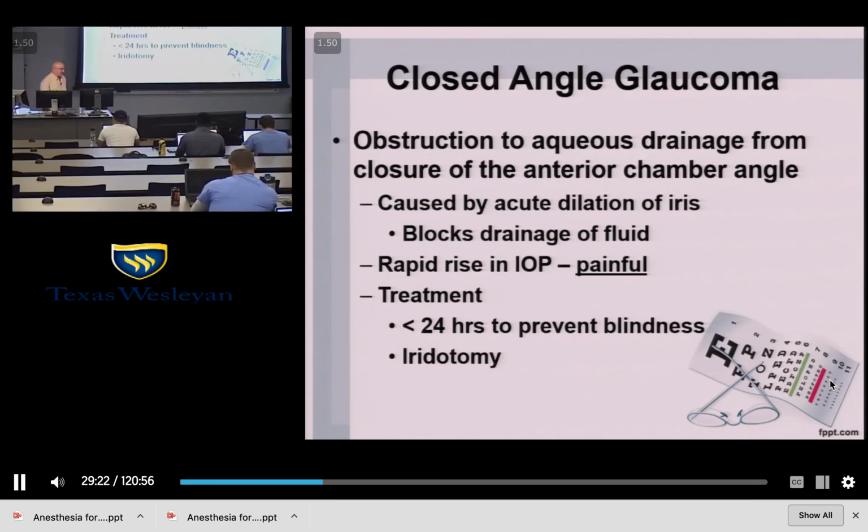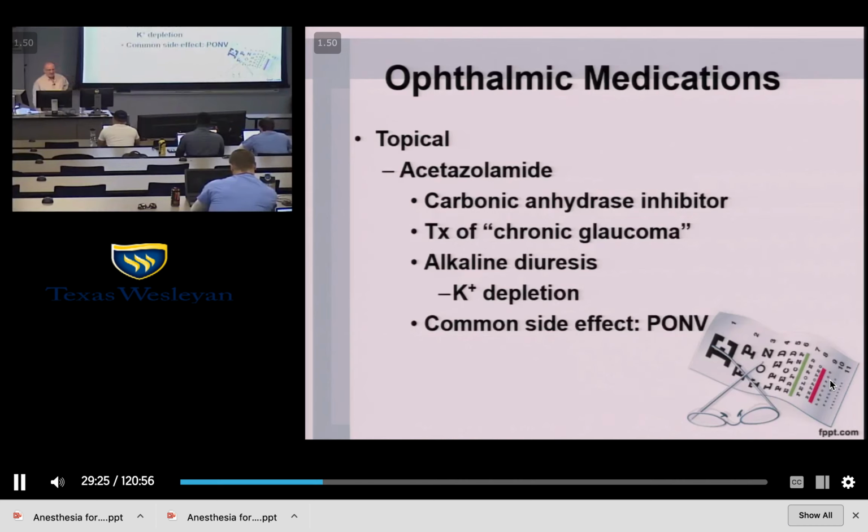Hear me? Okay. We talked about acetazolamide. It's used for the treatment of chronic glaucoma, but remember that it can cause potassium depletion. So if you have a patient coming to you with this medication, then they definitely need their electrolytes checked. One common side effect of it is that it can cause post-op nausea and vomiting.